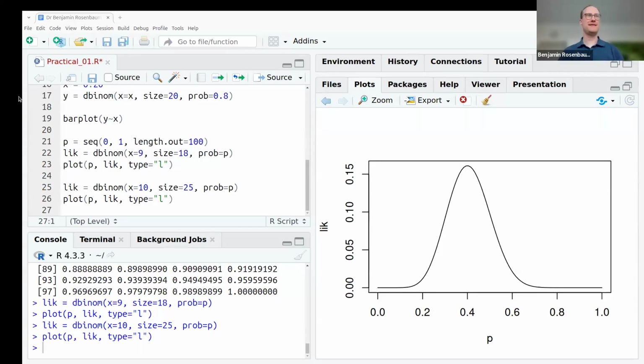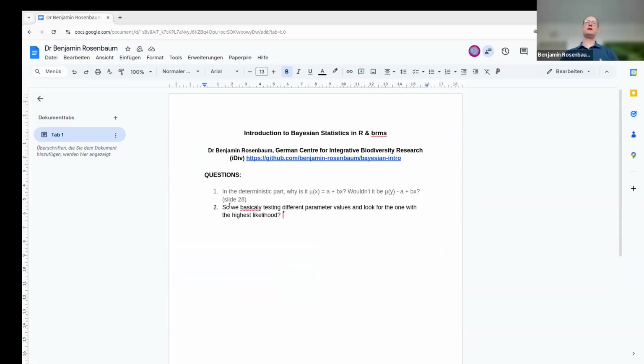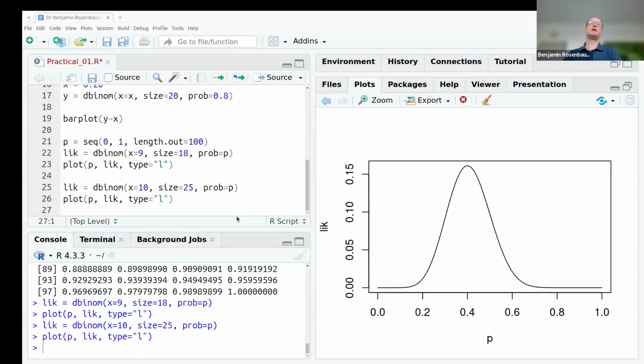Oh, there's a question. Okay. Yes, in the simple case here, we are testing all possible parameter values. Here I defined a sequence of parameter values, 100 values between 0 and 1. And for each of them, I can calculate the likelihood. And then I can find the one of them that produced the maximum value. Here, this is possible because we just have one parameter. This becomes unfeasible if you have 2, 3, or more parameters.